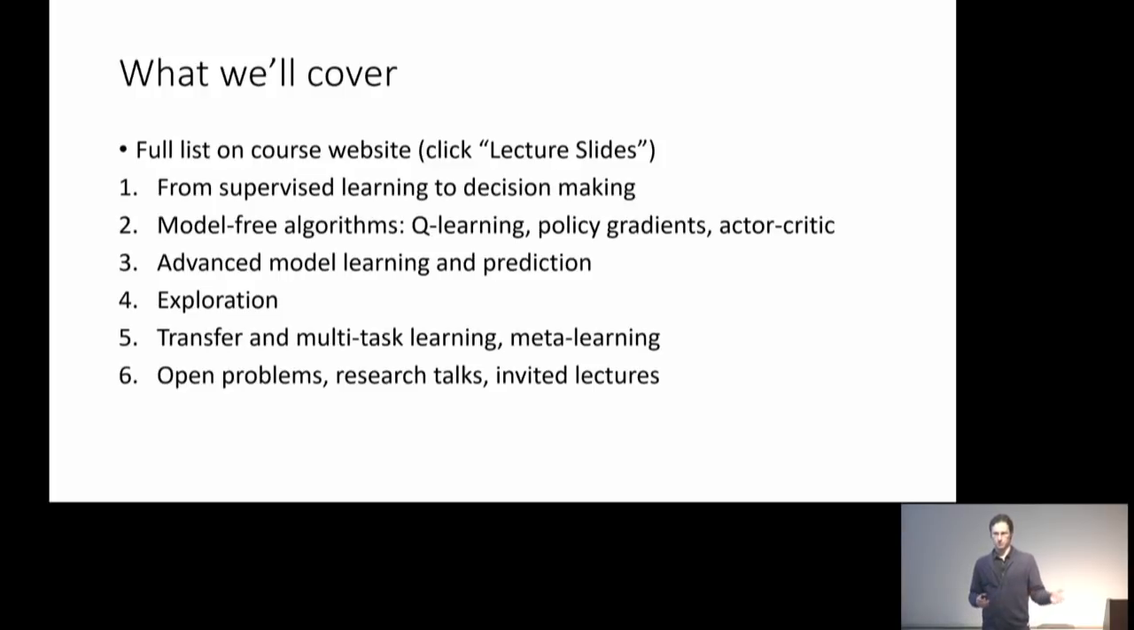We're going to talk about exploration, and here we'll touch on a lot of more recent research on exploration in reinforcement learning. We'll talk about advanced topics like transfer learning, multitask learning, and meta learning towards the end of the course. And we'll have some discussions of open problems. We'll have some research talks towards the end from other reinforcement learning researchers and some invited lectures and so on.